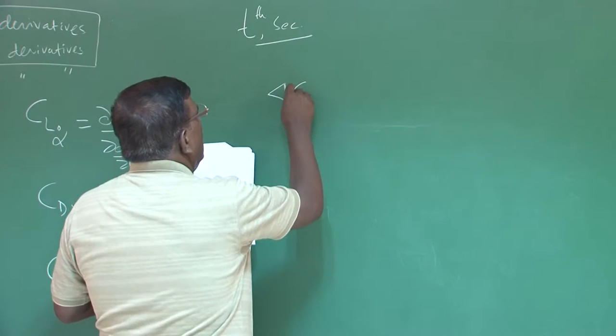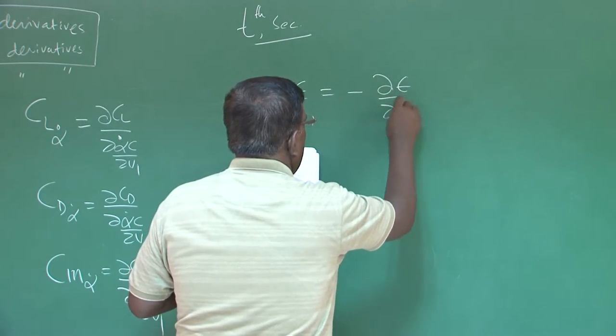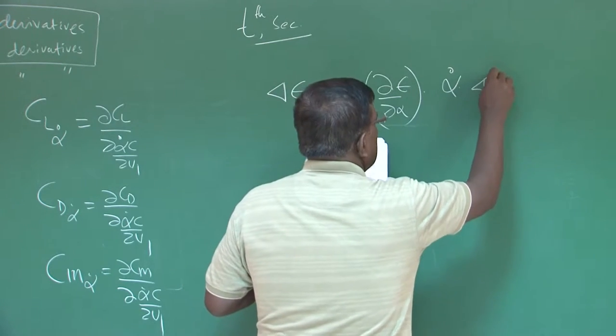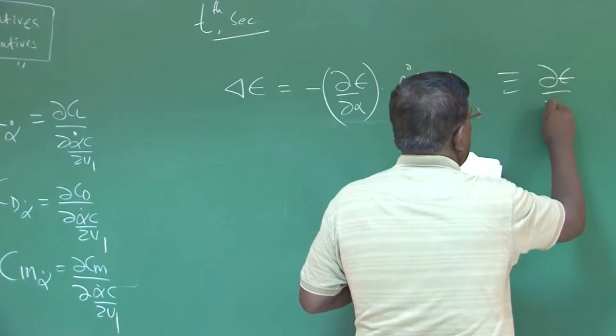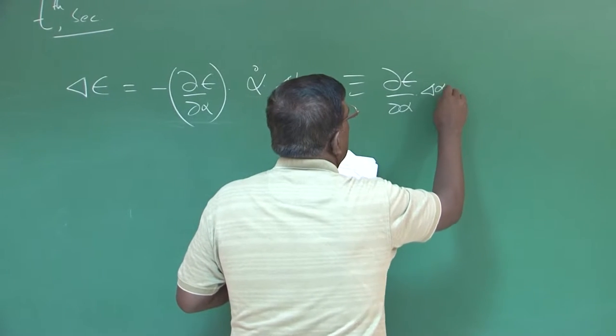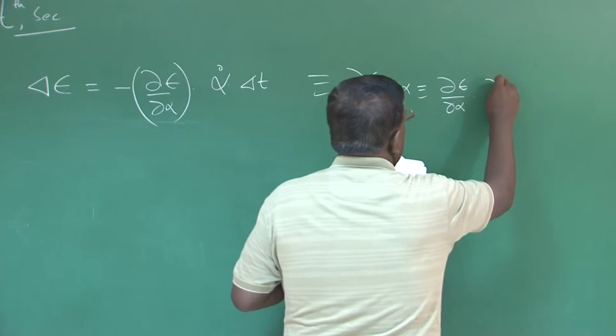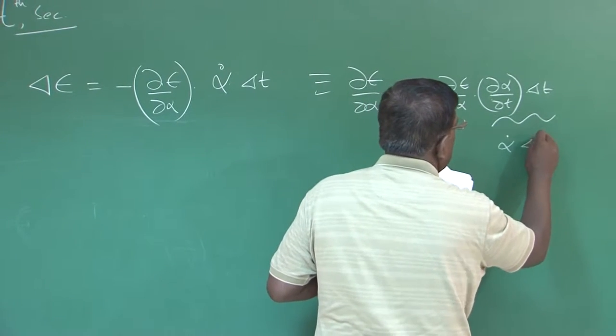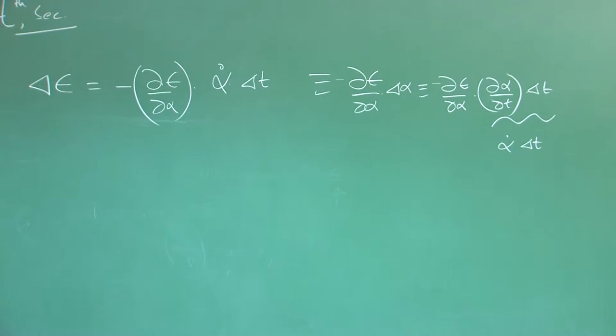If I try to know what is delta epsilon, I can write it as minus d epsilon by d alpha into alpha dot into delta t. If you see this carefully, this is d epsilon by d alpha into delta alpha, which I'm writing as d epsilon by d alpha into d alpha by dt into delta t. And this is nothing but alpha dot delta t. All these linear approximations helping us to write like this. Okay. Why this minus sign? Because you know downwash will actually change the angle of attack. Okay. Now let us see.